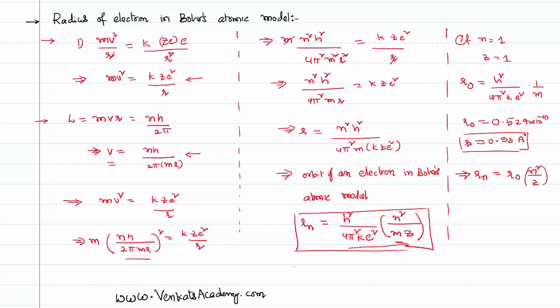Like that, for a hydrogen atom, we can get the radius of different orbits using this formula, where n is the principal quantum number and Z is the atomic number.